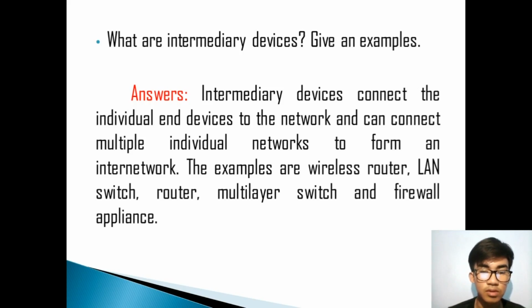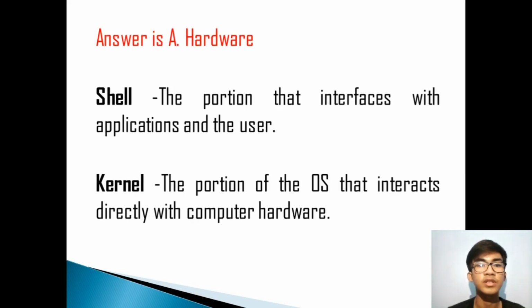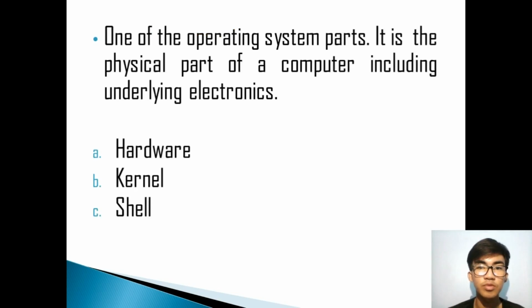One of the operating system parts is the physical part of a computer including underlying electronics. These are the choices: hardware, kernel, and shell. The answer is A, hardware. Hardware is the physical part of a computer including underlying electronics.